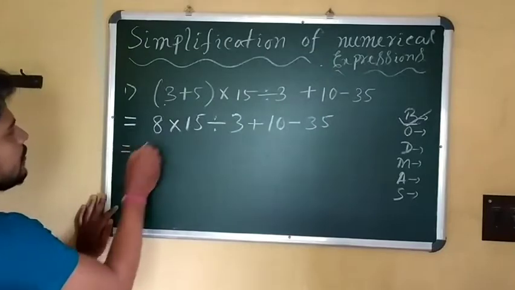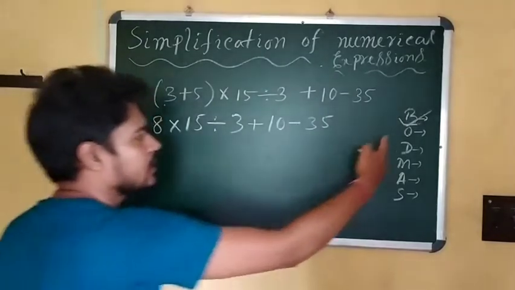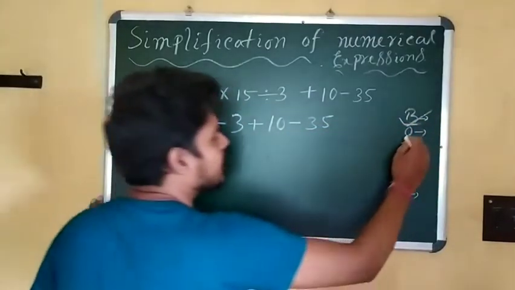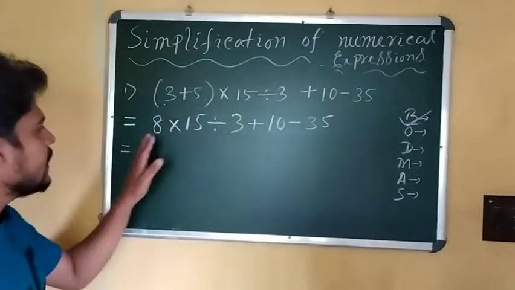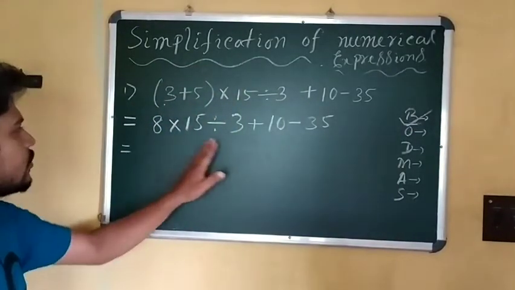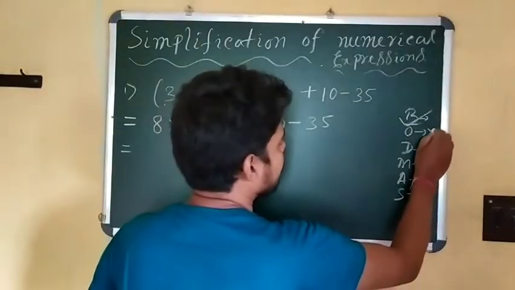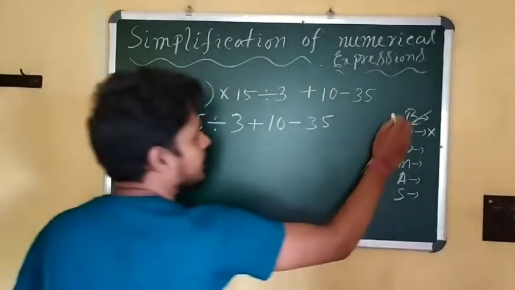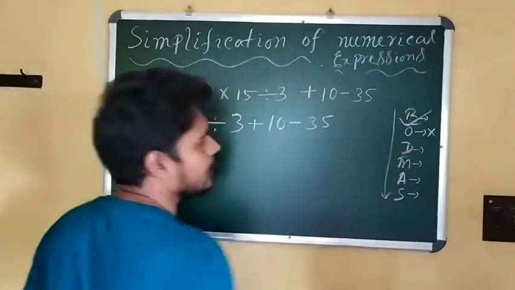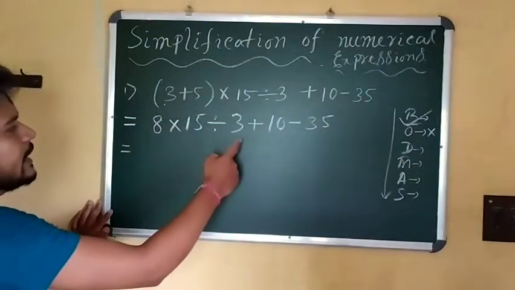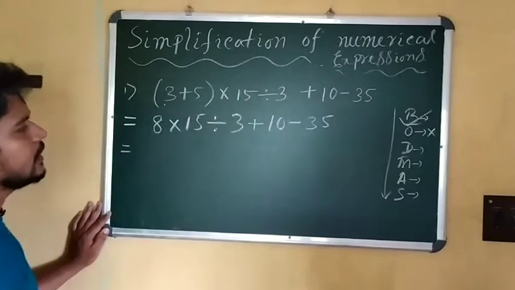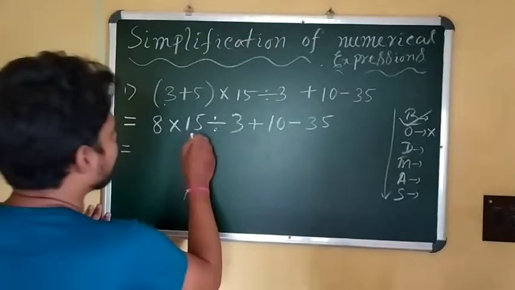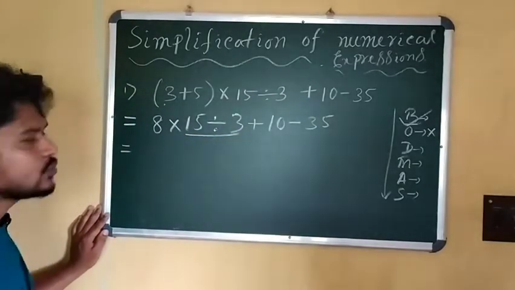Now we have solved the bracket operation. Now you come to the second thing. What comes second in the BODMAS rule? B we have already done. So then comes of. Is there any of present? No, there is no of present. So we do not have to follow the of rule. Then comes the division operation. Is there any division operation present? Yes. Here the division symbol is given and it is written 15 divided by 3. So we have to solve this now.